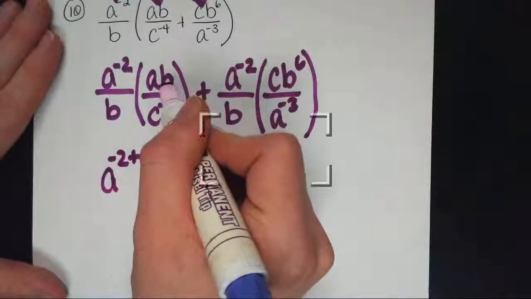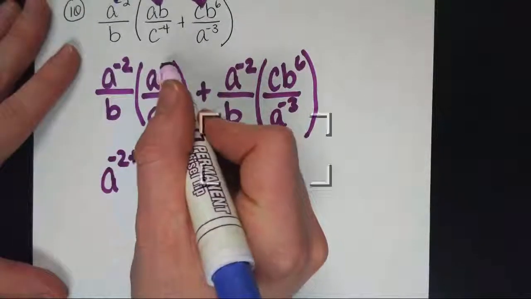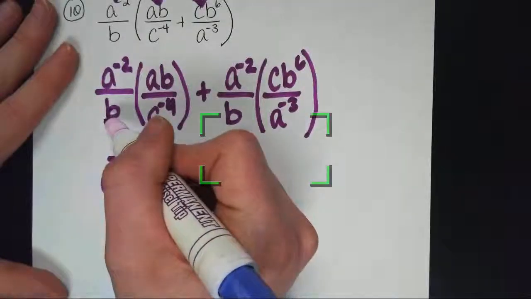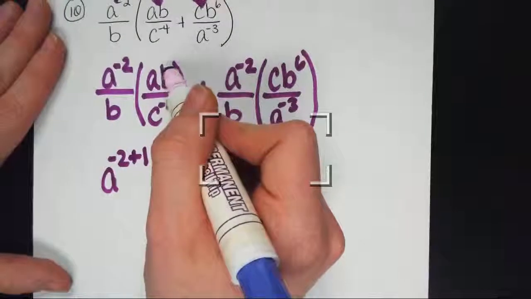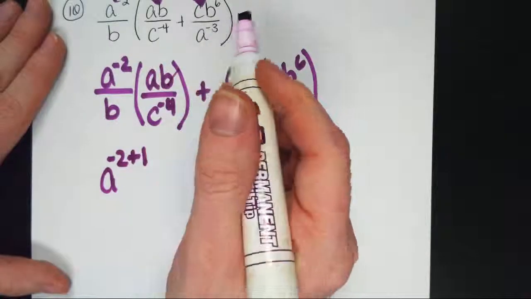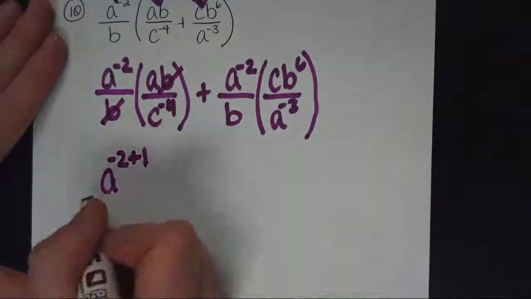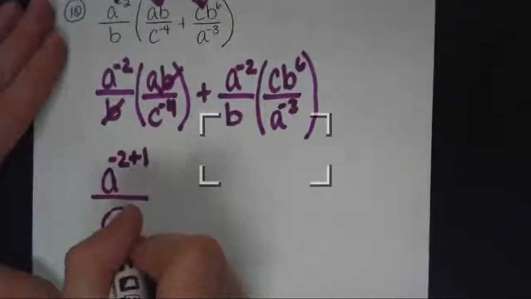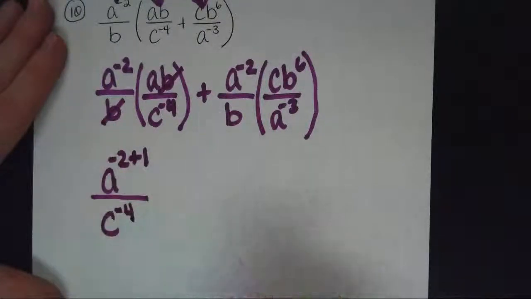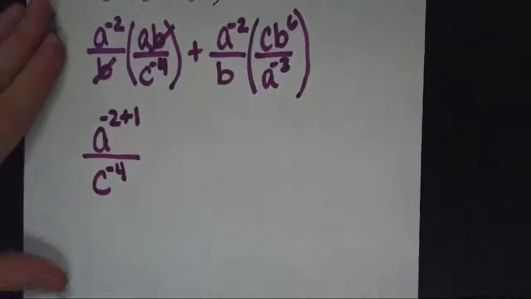I have b divided by b, or b to the 1st divided by b to the 1st. So since they're exactly the same, b divided by b is just 1, and my b's are going to cancel out. Then in the denominator, I've got c to the negative 4th, and that's not going to combine with anything because it's the only c in that term.